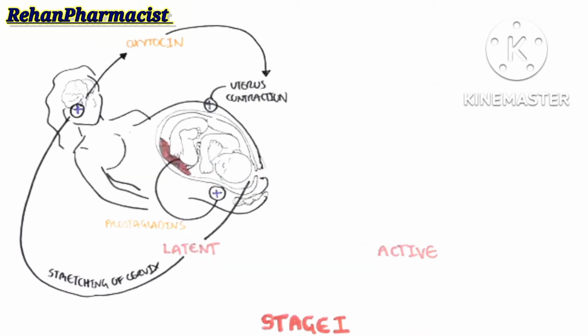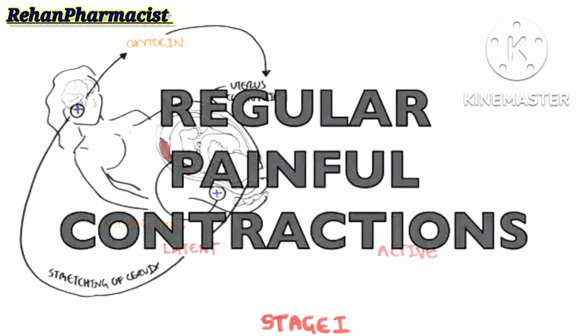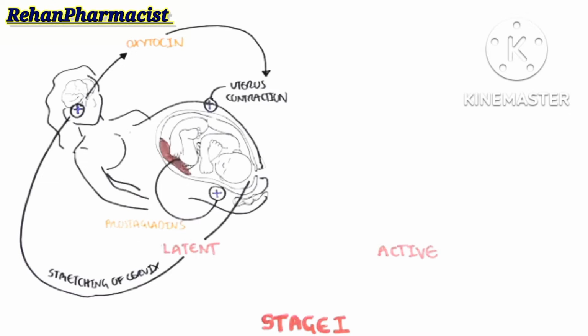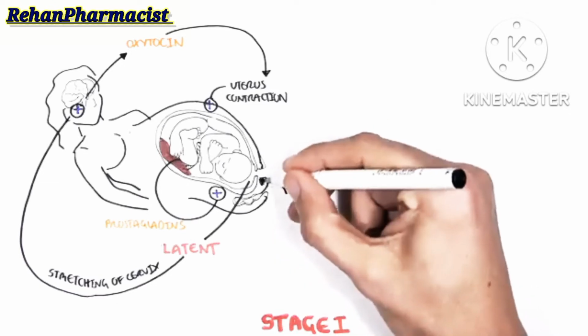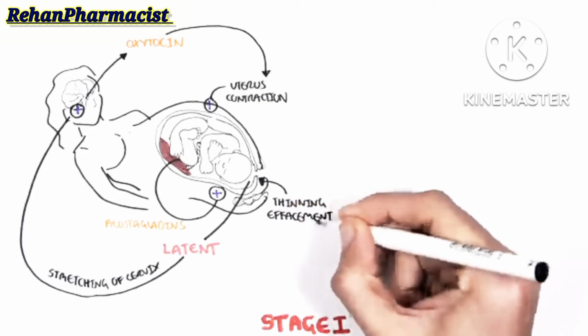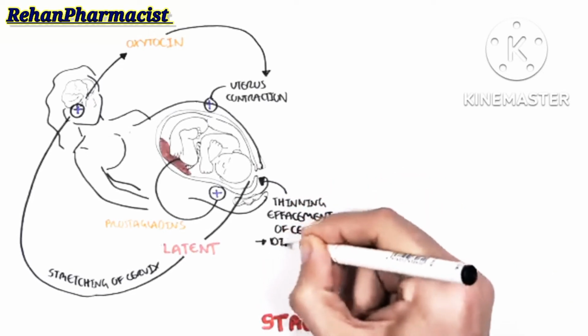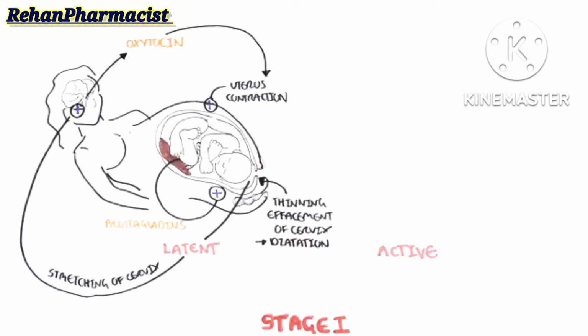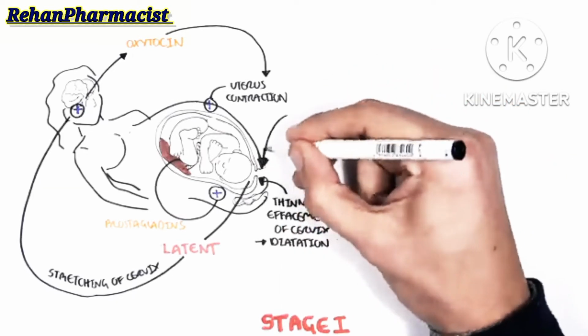The contractions of the uterus are more constant. They come in waves, with regular rhythm. The contractions during labor are defined as being regular, painful contractions. The cervix stretches slowly, and you begin to see thinning of the cervix, which is effacement of the cervix, which will progress to the final outcome, cervix dilatation.